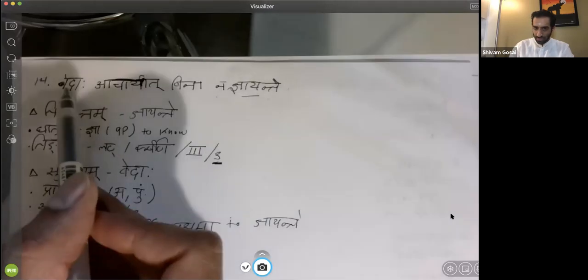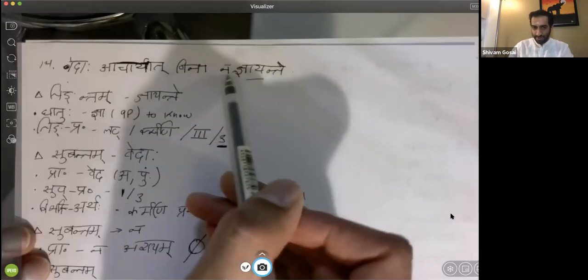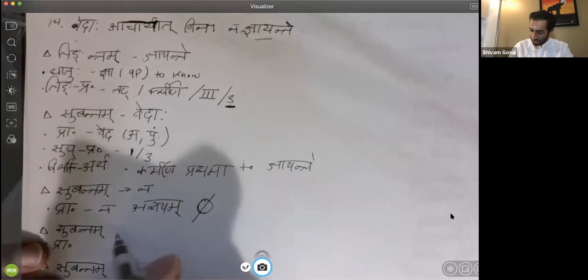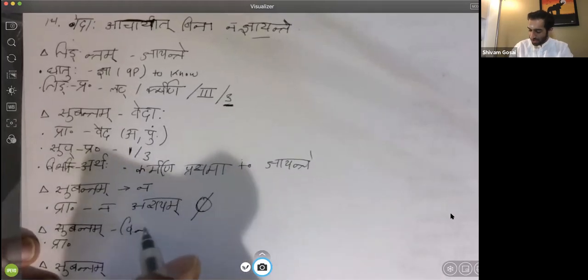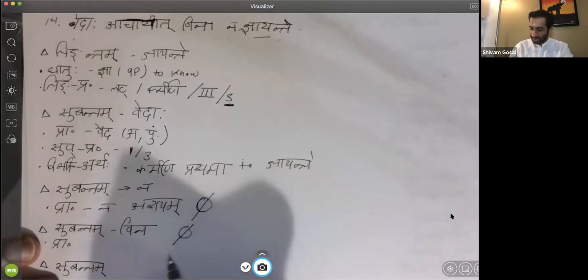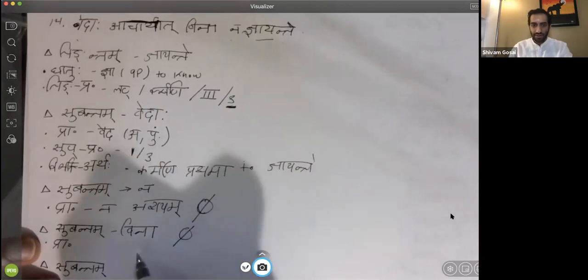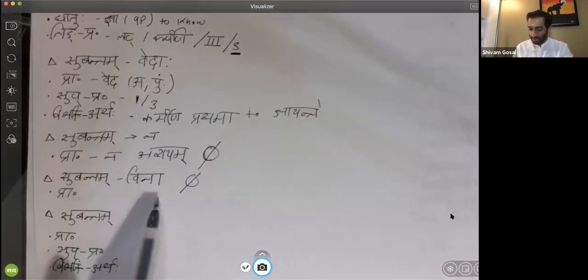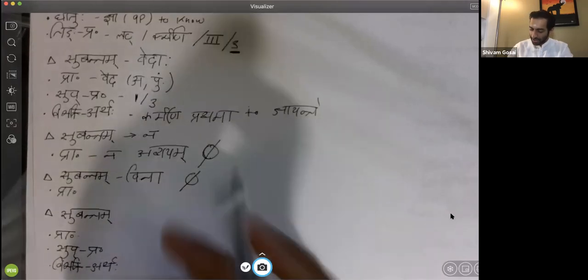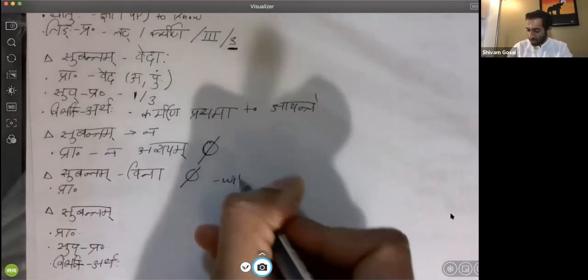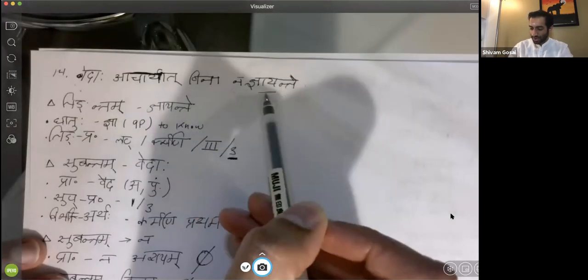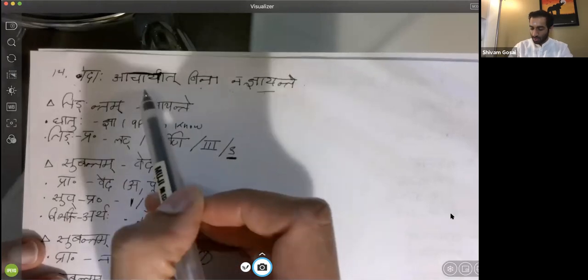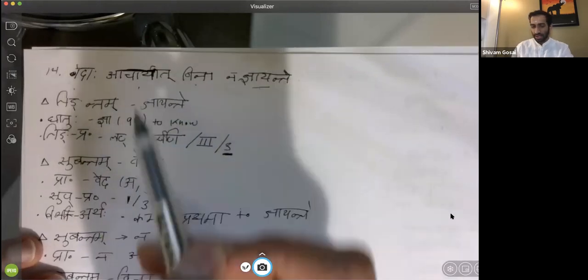Okay, so then we went verb, first case, right to left. So the next one is Vina. Vina also is indeclinable. It does not decline. So it's not like Vina, Vino, Vinaha. Nothing like that, okay? It just stays like this. It's indeclinable. Vina means without. So the Vedas are not known without what? Without the Acharya.